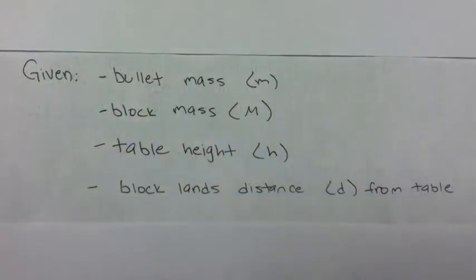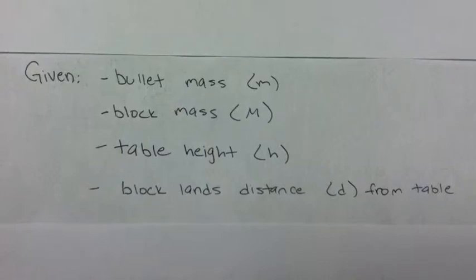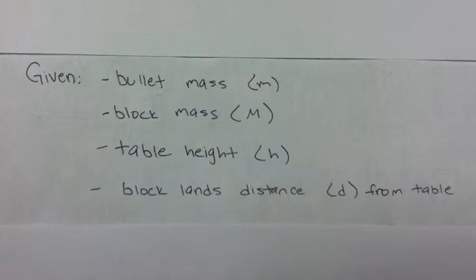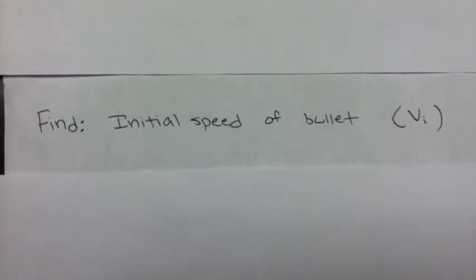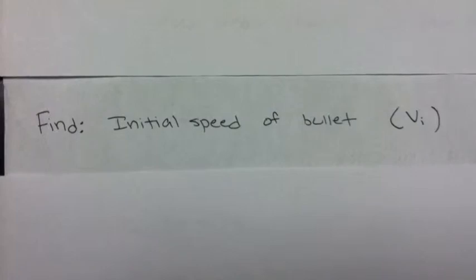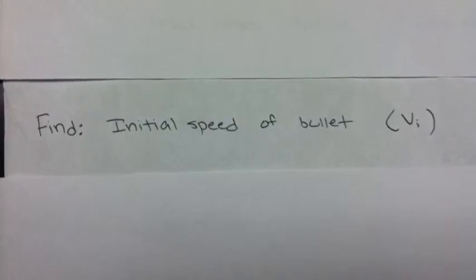First, we are given that the bullet mass is represented by lowercase m. The block mass is represented by uppercase M. The table height is represented by h. And the distance the block falls away from the table is represented by d. In this problem, we are asked to find the initial speed of the bullet, which is represented by velocity initial. And in the equation representing velocity initial, we are to only use the given numbers or letters.